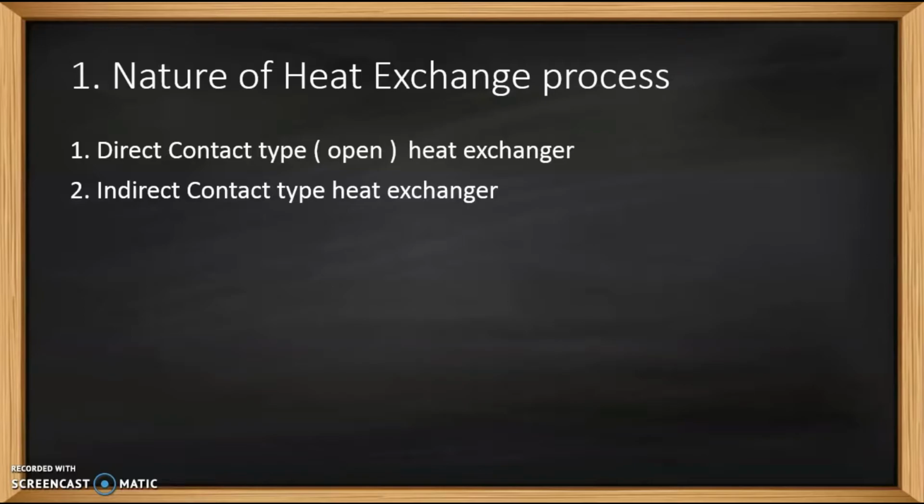As the name itself suggests, in direct contact type of heat exchanger the hot fluid and cold fluid come in direct contact with each other. And in indirect contact type of heat exchanger, the hot fluid and cold fluid cannot come directly in contact, and they are separated with the help of some medium. So indirect contact type of heat exchanger is further classified into two categories. One is regenerator and second is recuperator.